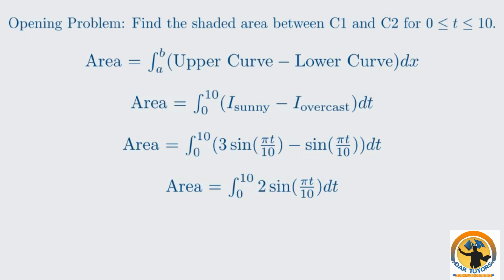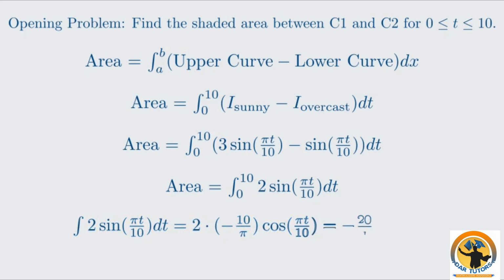Now, let's find the antiderivative. The antiderivative of sine of kx is negative 1 over k cosine of kx. Here, k is pi over 10. So the antiderivative is 2 times negative 10 over pi cosine of pi t over 10, which is negative 20 over pi cosine of pi t over 10.